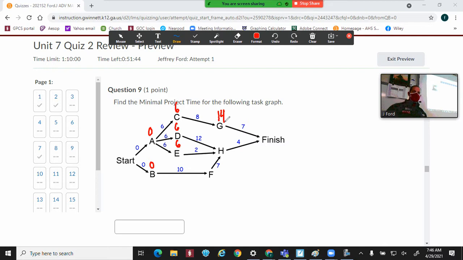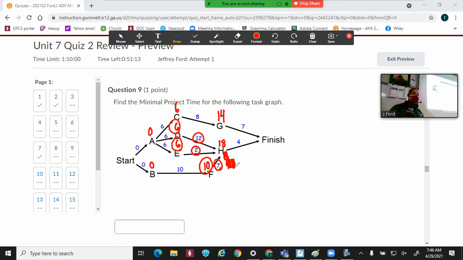Notice H is a merge. Well, actually, let's go to F real quick. F would be 10. All right, let's go to H. H is a merge. Three things are coming together. You're taking the largest number. So D is 6 plus 12, that's 18. 6 plus 2 is 8, or 10 plus 7 is 17. Remember, you always take the largest number. So that means H is 18.